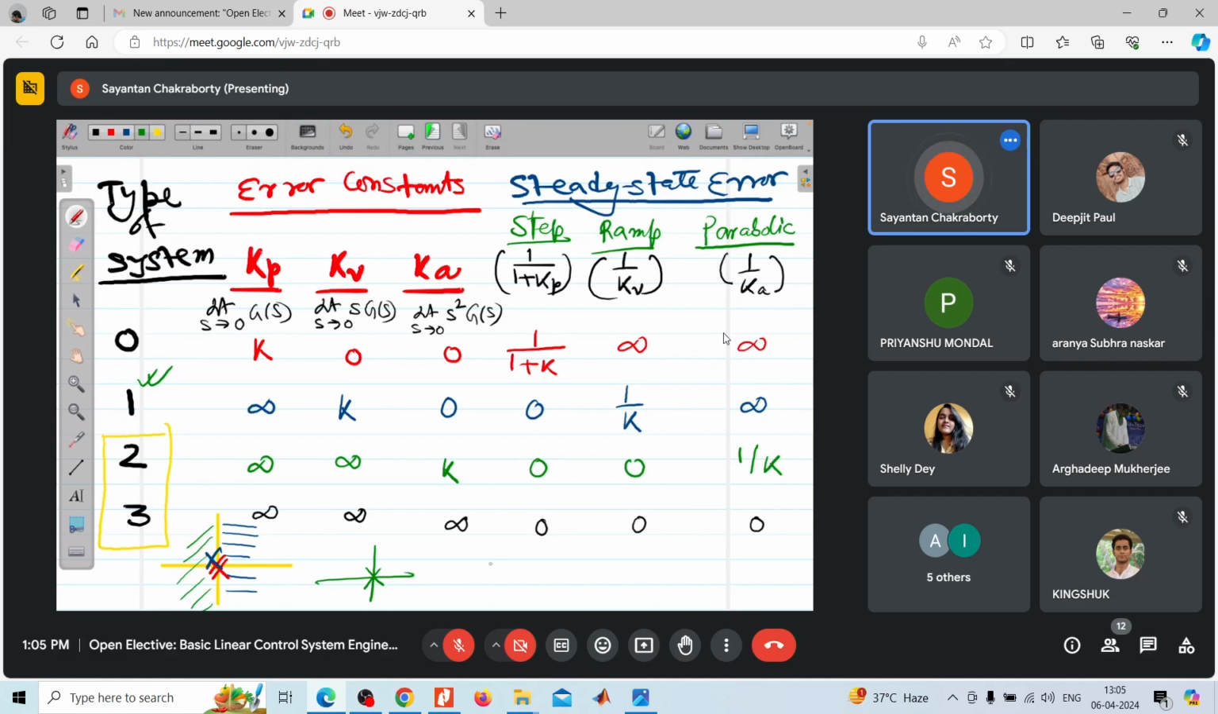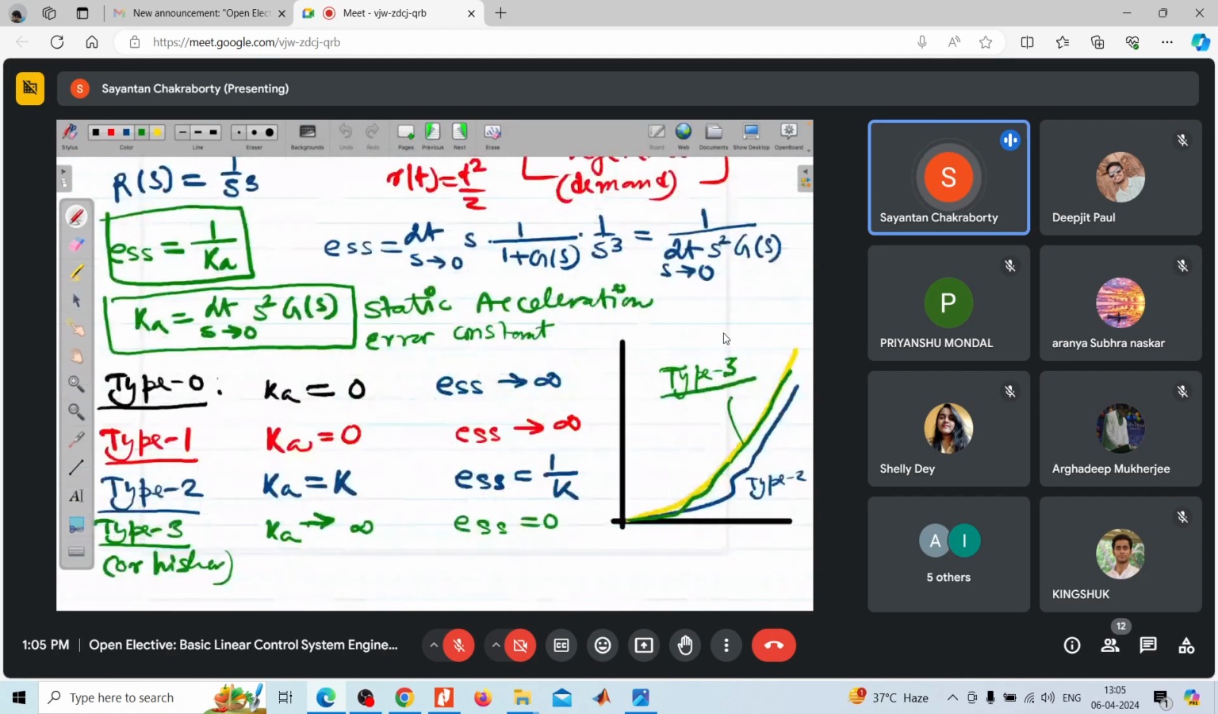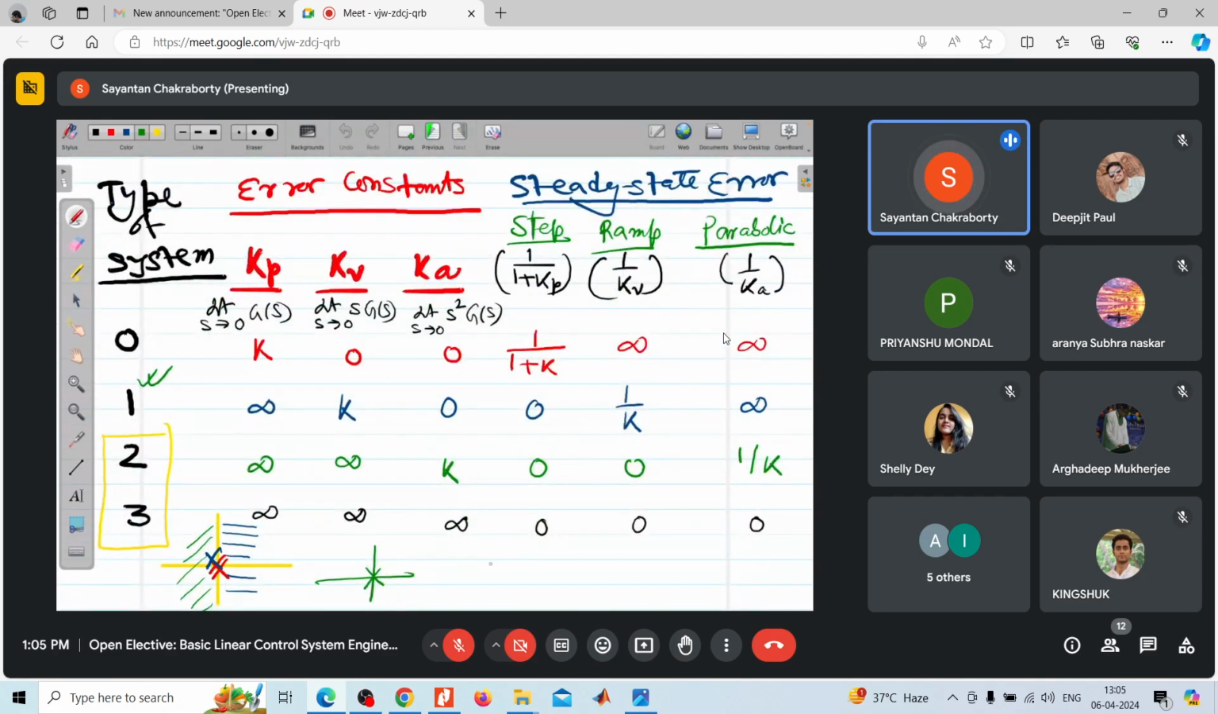Second and next important thing that you should remember, all this analysis is based on, as I already mentioned, this particular configuration, that is a unity negative feedback configuration. If there is some positive or non-unity feedback, then this consideration is not true. Then you have to recast the system into a unity feedback configuration.